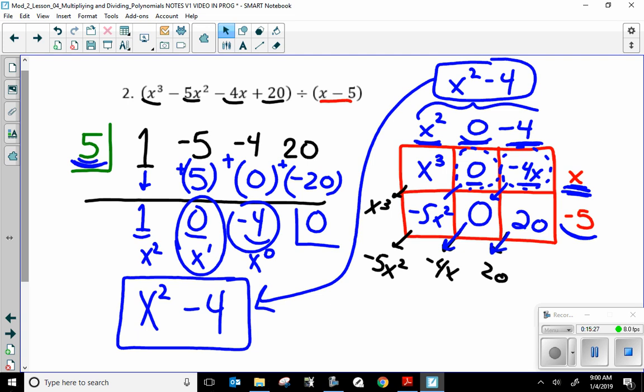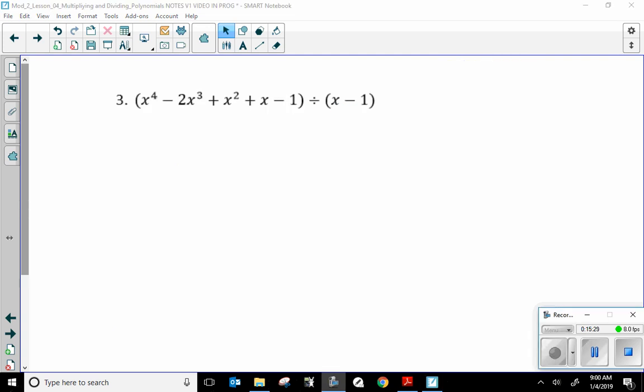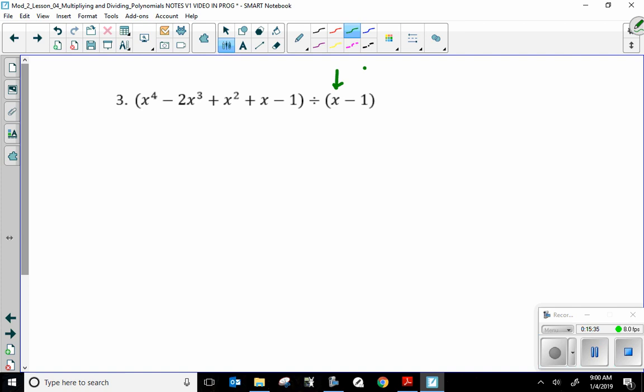All right, let's try another one. Okay, I'm looking at this, and the first thing I notice is I have 1x plus or minus some number. Bells are going off, synthetic division. All right? So if I solve for that, if that equals 0, and I t-bone that, x would equal a positive 1. That's the number I'm putting in my backward L.